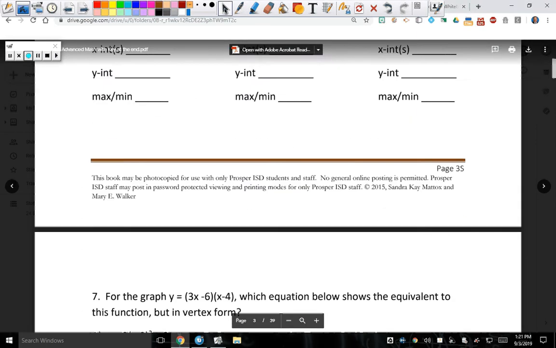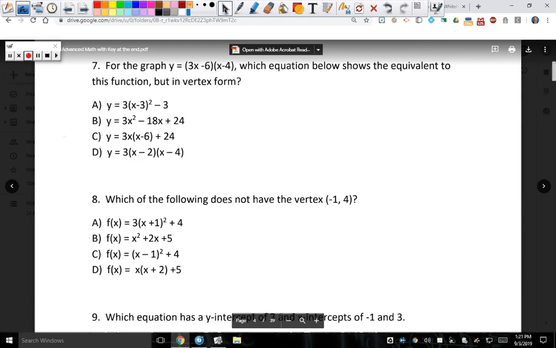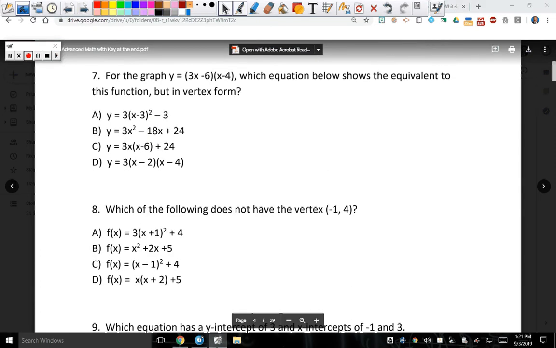Let's go to number 7. For the graph in factored form, which equation below shows the equivalent to this function, but in vertex form? This probably takes a good 30 seconds. Let's see how you do, and then we'll talk about it real quick. As you're doing that, I'm going to be writing the solution up here.